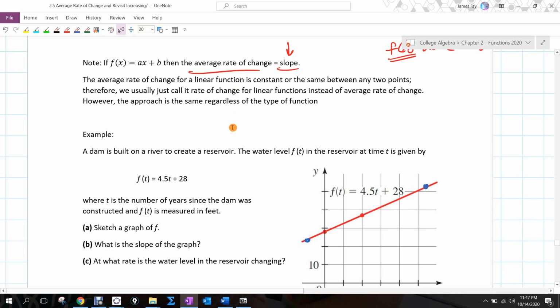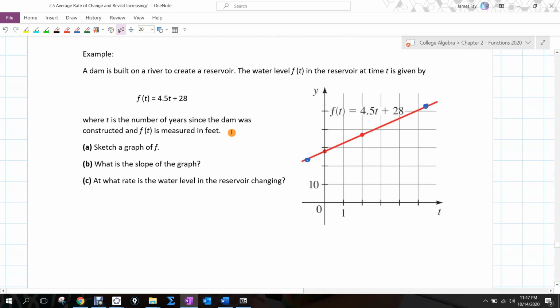Okay, so just running through an example here with a linear function. It says a dam is built on a river to create a reservoir. It says the water level f of t in the reservoir at time t is given by this function. So here's what I want to just investigate initially.